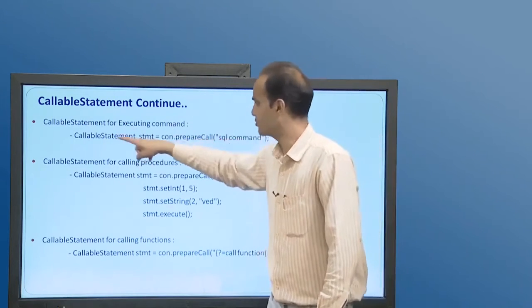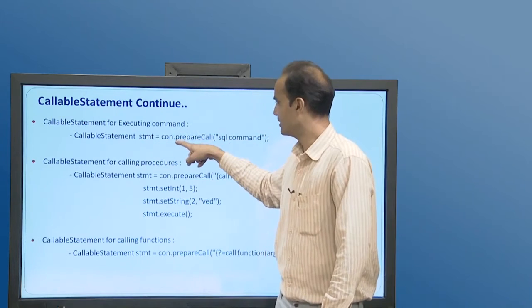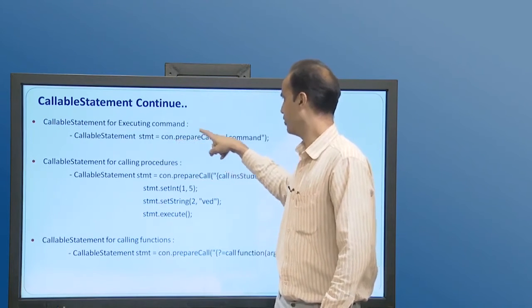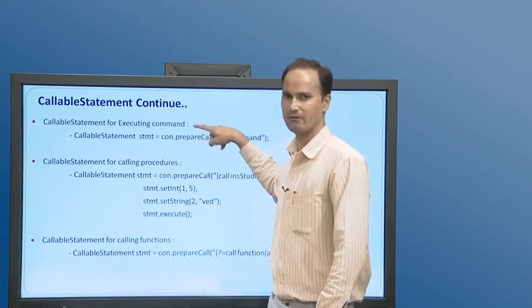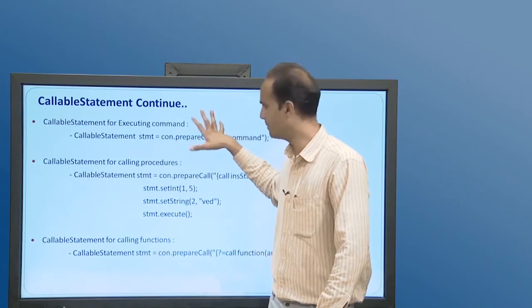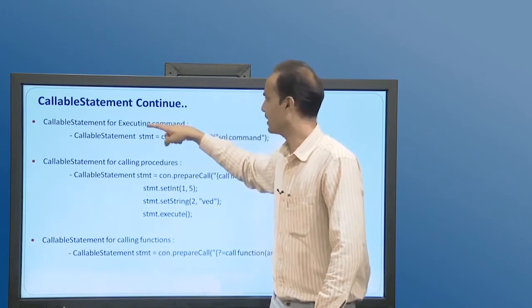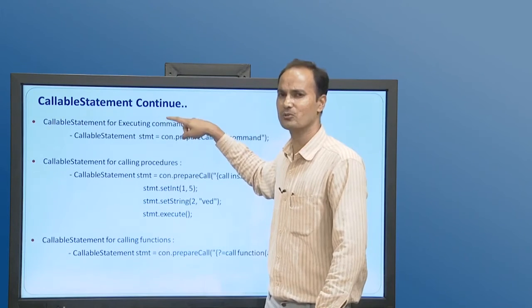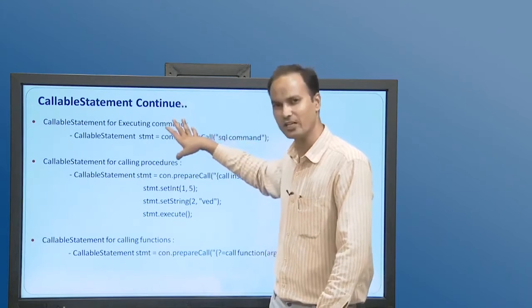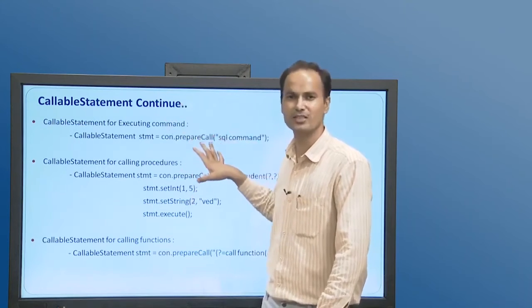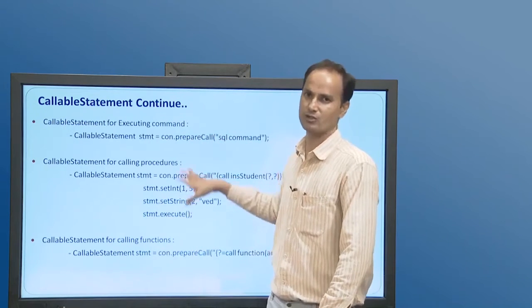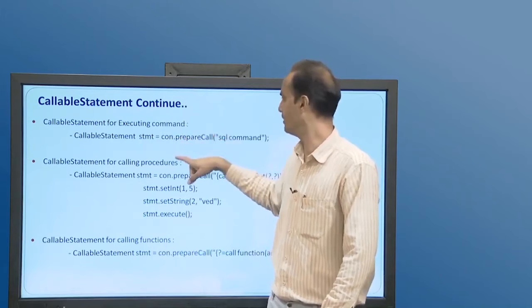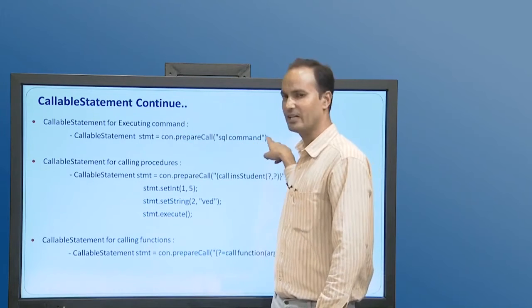we will create the instance of CallableStatement using the connection instance and call the method prepareCall. This prepareCall is used, okay, CallableStatement is generally used for three kinds of purposes: to execute a command, to execute a stored procedure, and to execute a function. So for a SQL command, we will use the SQL command as an argument.